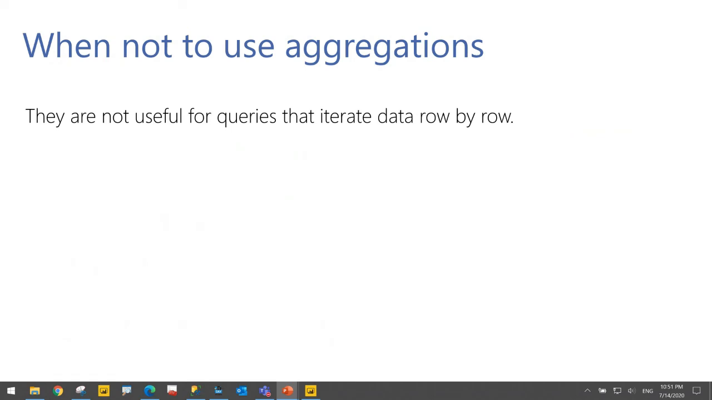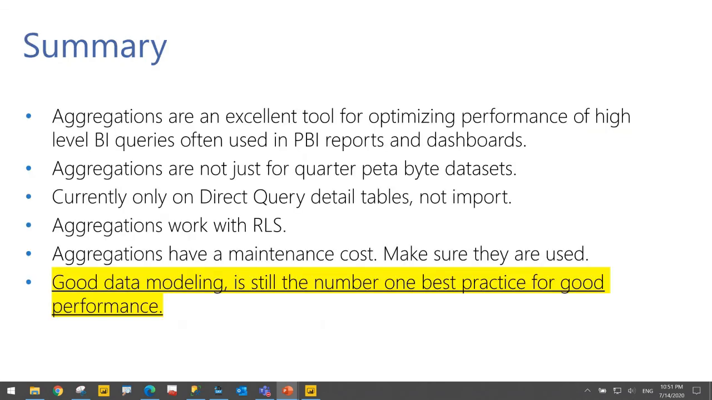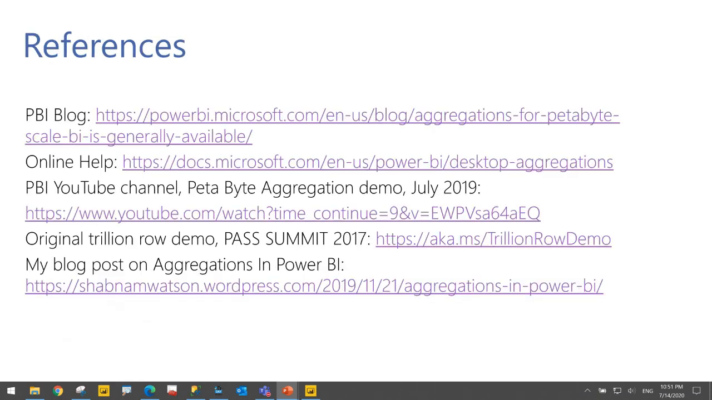There are some cases where you cannot use aggregations, when queries go row by row, and we are just at the summary, so good timing for the reminder. Just remember, aggregations are a great performance optimization technique. However, they should not be your first choice for improving the performance of your report. Follow all other best practices. If you're still having issues and if DirectQuery is the right choice for you, the option is there for aggregation. I have some references here.